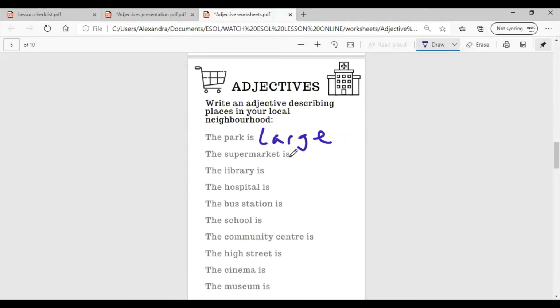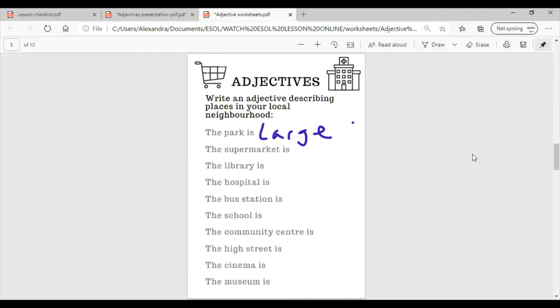You're going to just go through and do this. So you could say, the supermarket is busy or empty or small. Or you could even try and use one of your comparative or superlative adjectives, and you could write the supermarket is bigger than the library. You could try something like that.